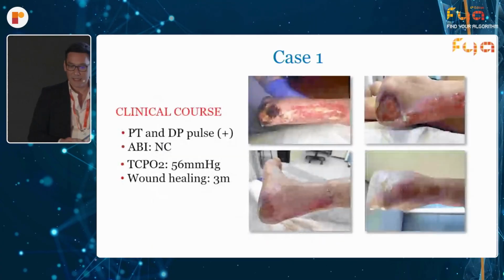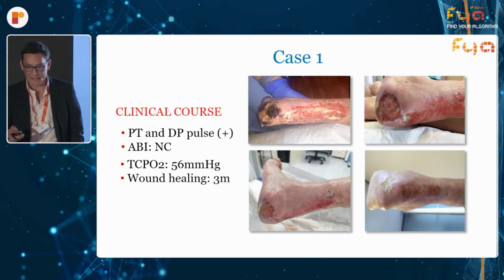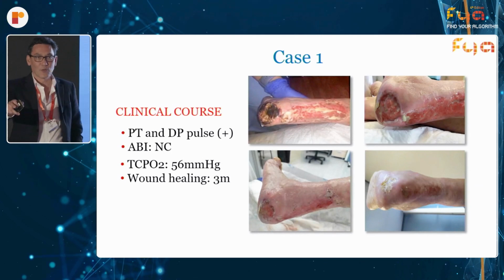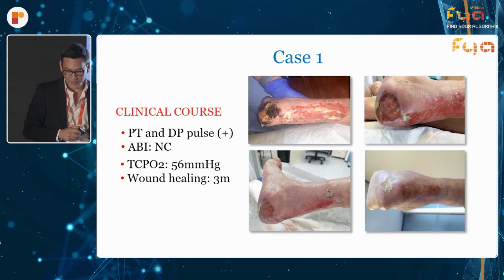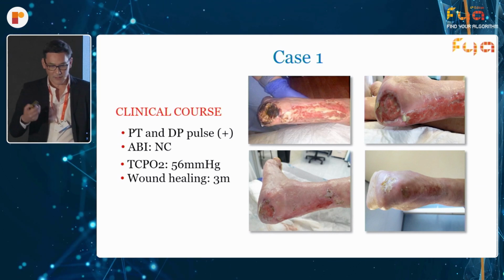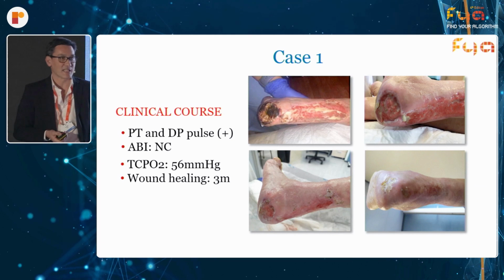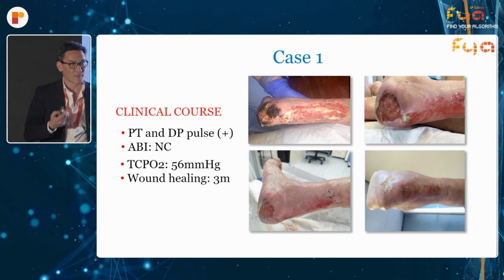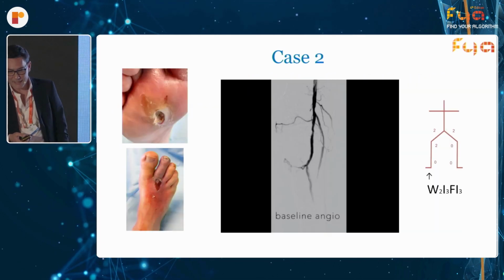Let's go with the second case. Okay, so the clinical outcomes of these guys, as you can see: we reach the wound with the flow. Three months later, complete wound healing, TcPO2 56 millimeters of mercury. This is the overall concept.